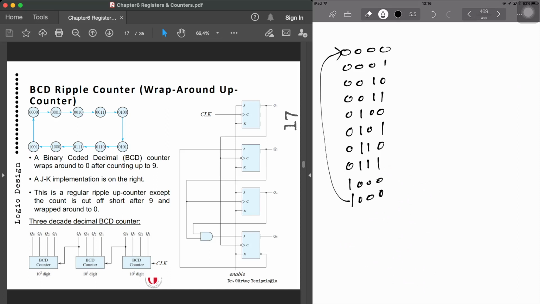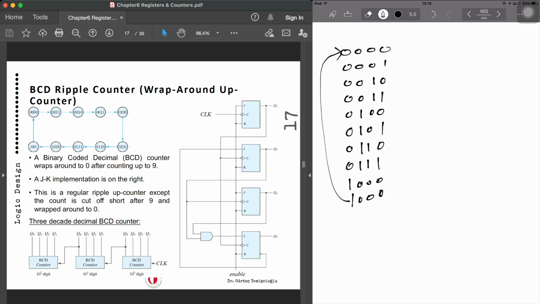Q4 complements every time when Q2 goes from 1 to 0. So as Q2 is triggering Q4, now Q4 is going to complement when J, which is enabled, and K is enabled. So whenever Q2 is activating Q4, as both are 1, it's going to complement Q4. Okay?